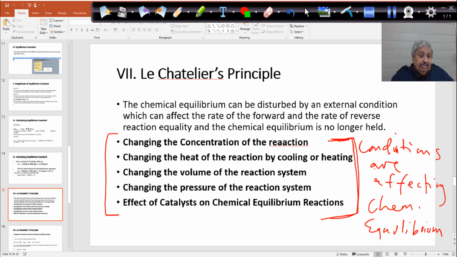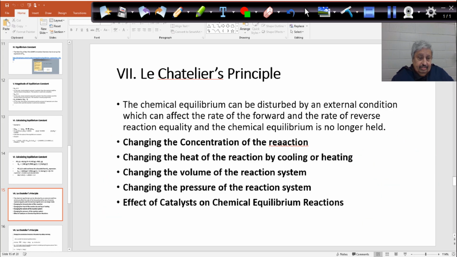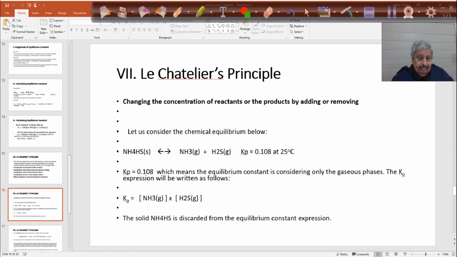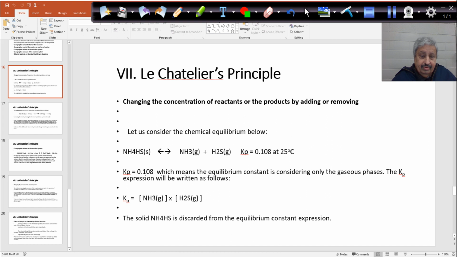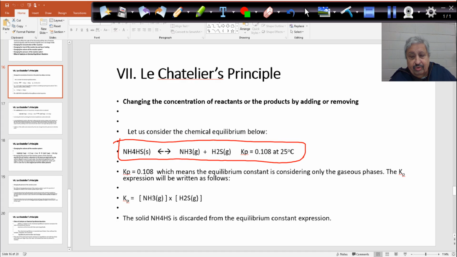Okay, so let's look at some examples that will give us an idea of what's going on. Okay, guys, so that's what it says here, the definition, and those are the conditions that can affect the chemical equilibrium. I'm taking this one out, and let's see what those conditions are. This reaction here, look at this. The Kb given to me is 0.108. Less than 1, correct?